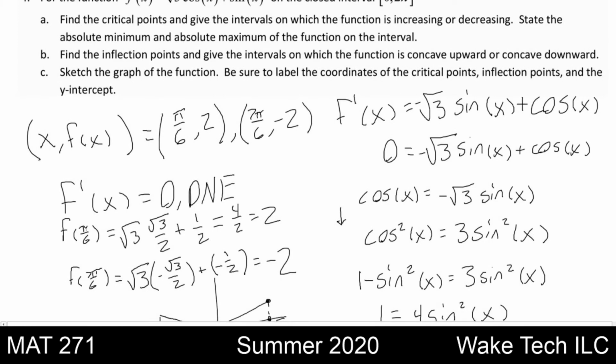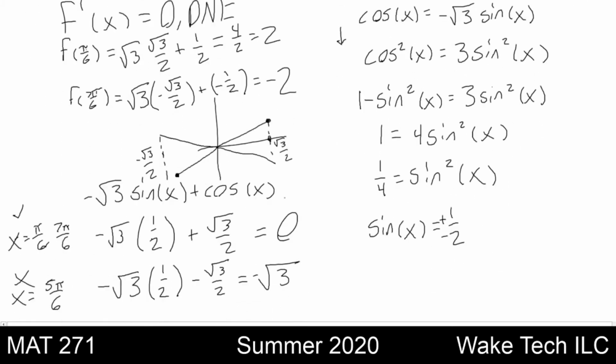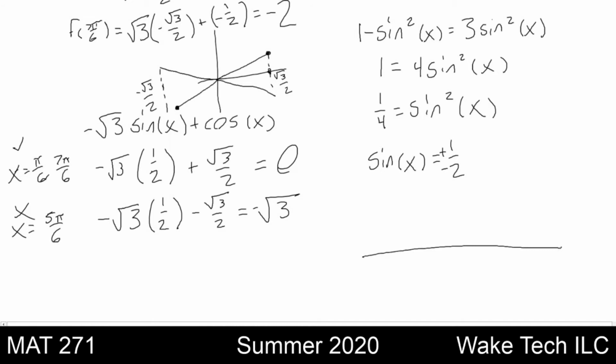Now that we've found the critical points, our job is to find out where the function is increasing or decreasing. So this requires a number line. At least this is the way I do it. We have pi over 6 right here, and 7 pi over 6 over here. Notice that we only go from 0 all the way to 2 pi. We don't care about numbers beyond those. So our job is to figure out what it is doing from 0 to pi over 6, from pi over 6 to 7 pi over 6, and 7 pi over 6 to 2 pi.